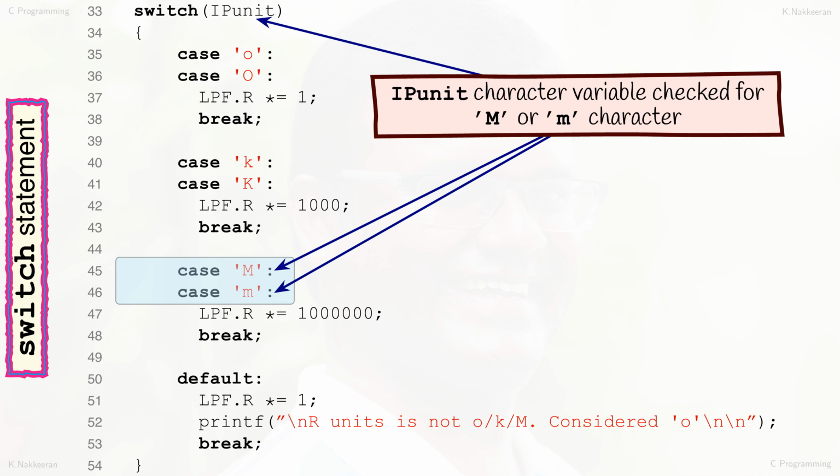Lines 45 and 46 are written for the characters uppercase M or lowercase m, checking case for the IP unit character variable of the switch statement. Thus we allow the user to input either uppercase M or lowercase m as the unit's mega ohm for the resistance. If we wish to keep it strictly, uppercase M is the only allowed character input for the resistance unit's mega ohm. Then line 46 must be removed.